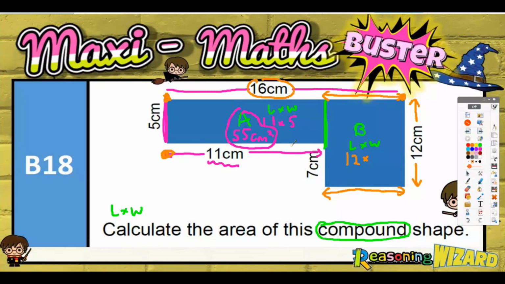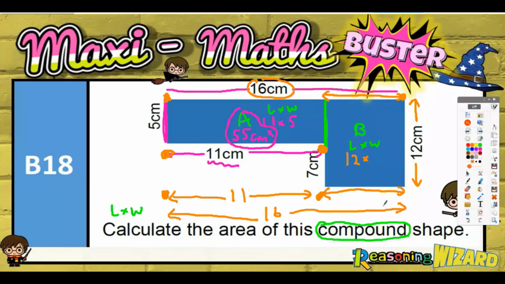But then from here to here is 11. So I could just basically take that point down to here and that point down to here and call that 11. But then if you go back to the top, you know that the whole thing is 16, all the way across the top, which basically means that this distance here must be 5 because 11 plus 5 makes the 16. So the width of this shape here must be 5. So area of shape B is going to be length times width, 12 times 5, which is going to equal 60 centimeters squared. And that's the answer for shape B.